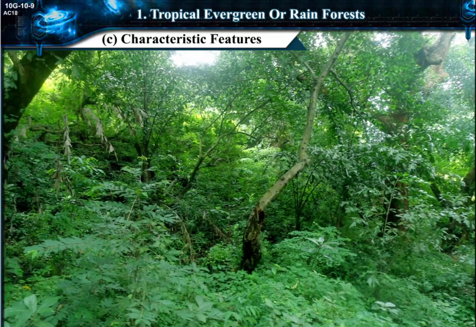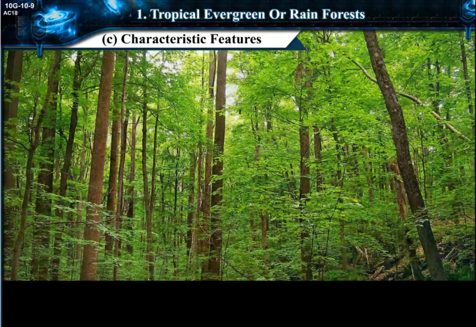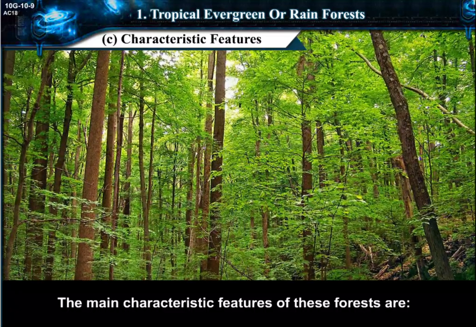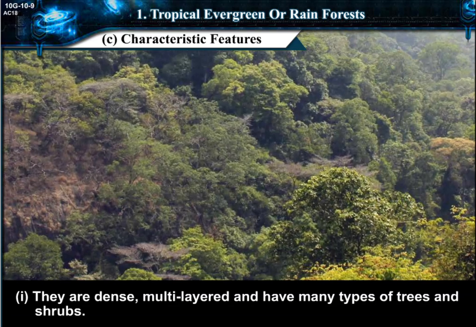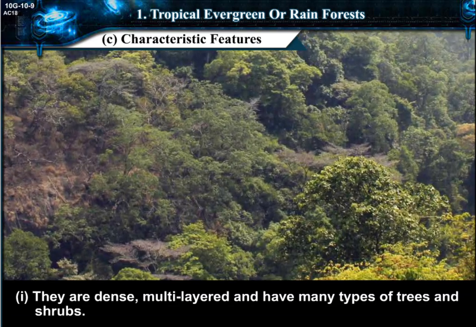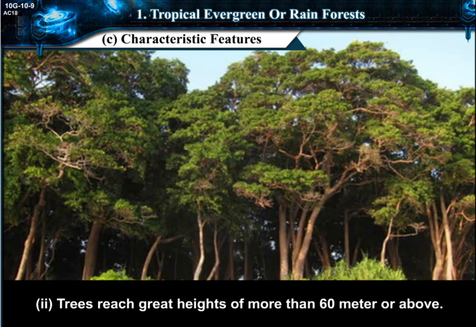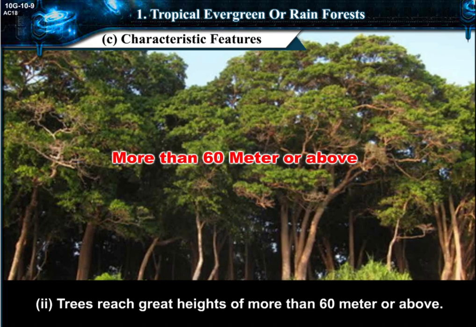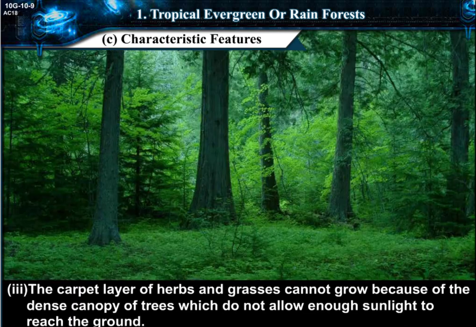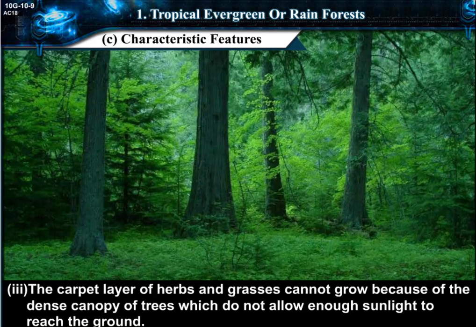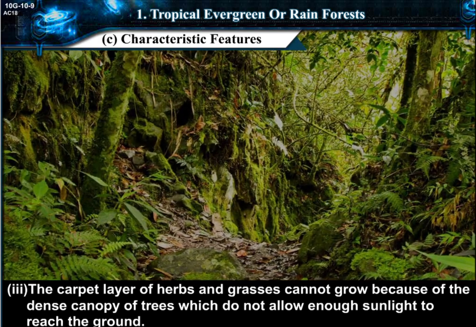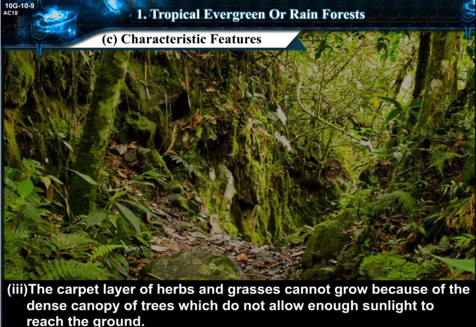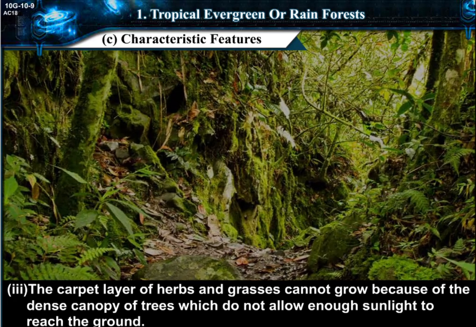C. Characteristic features. The main characteristic features of these forests are: first, they are dense, multi-layered, and have many types of trees and shrubs. Second, trees reach great heights of more than 60 meters or above. Third, the carpet layer of herbs and grasses cannot grow because of the dense canopy of trees, which do not allow enough sunlight to reach the ground.